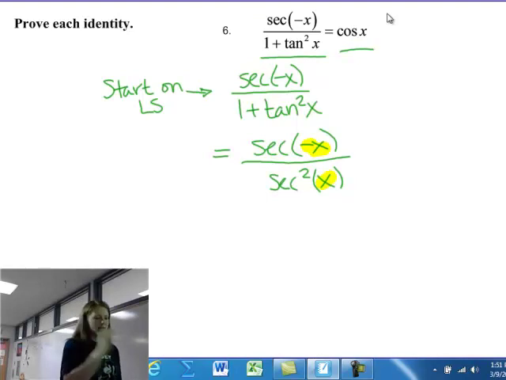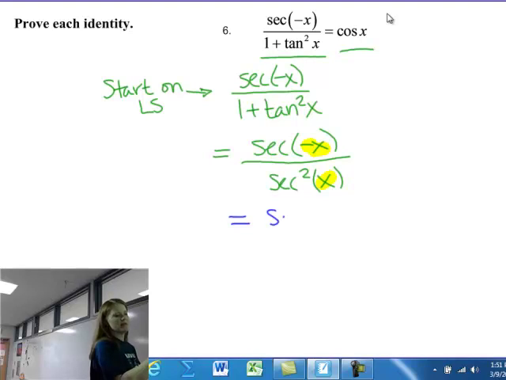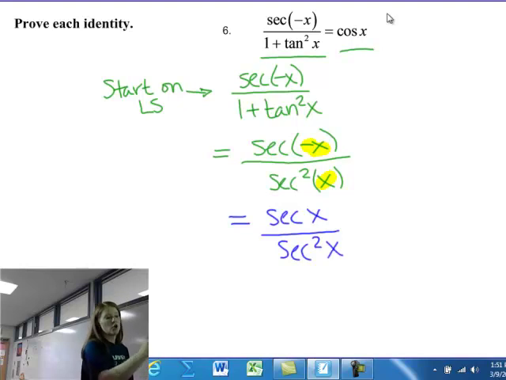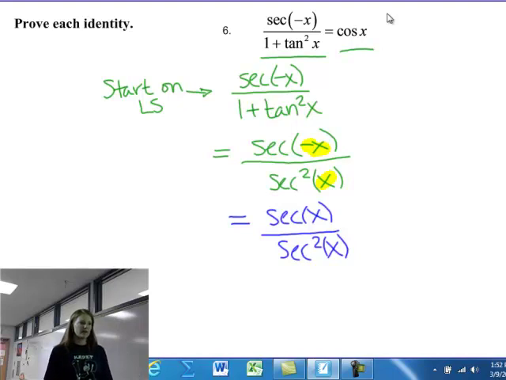Okay, so let me think. A secant is the reciprocal of a cosine, and a cosine was even. So when you plug in the negative to an even function, you get the same thing. So the secant of negative x must be the same as the secant of x. And that's over a secant squared. Yep. So notice this time you do not have to go to sines and cosines, because now I have secant of x and secant of x. In fact, I have a secant divided by a secant squared. So would one of them cancel?